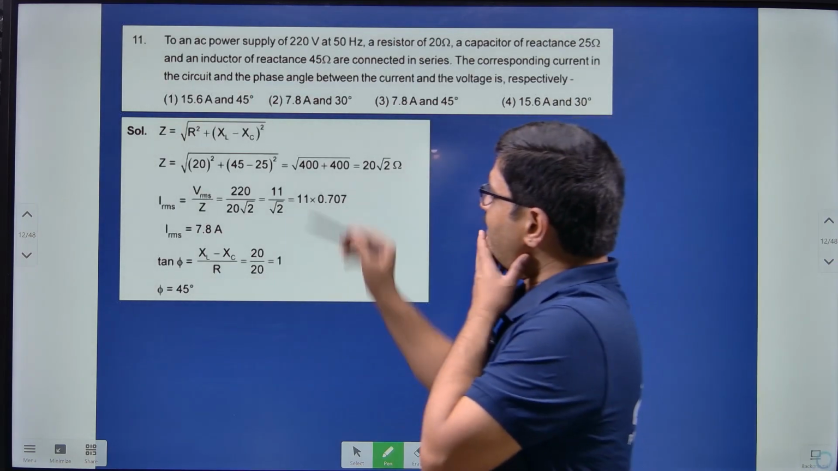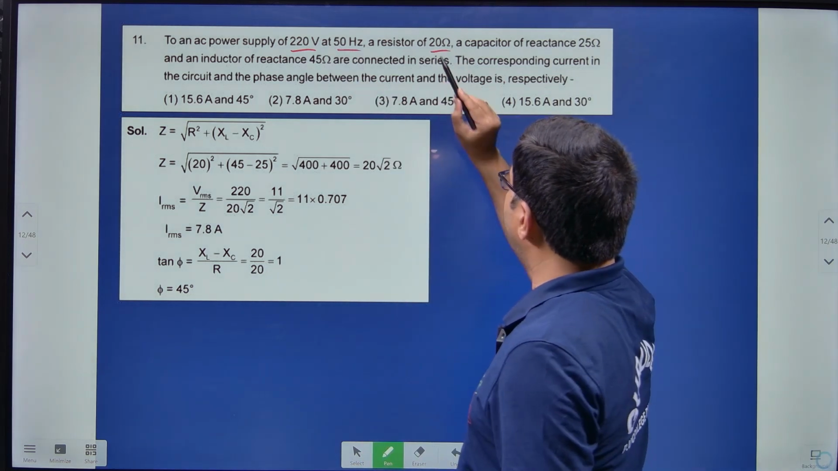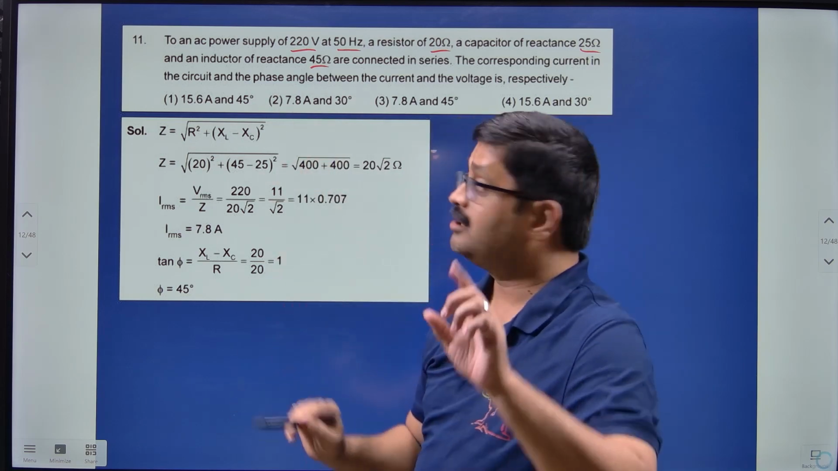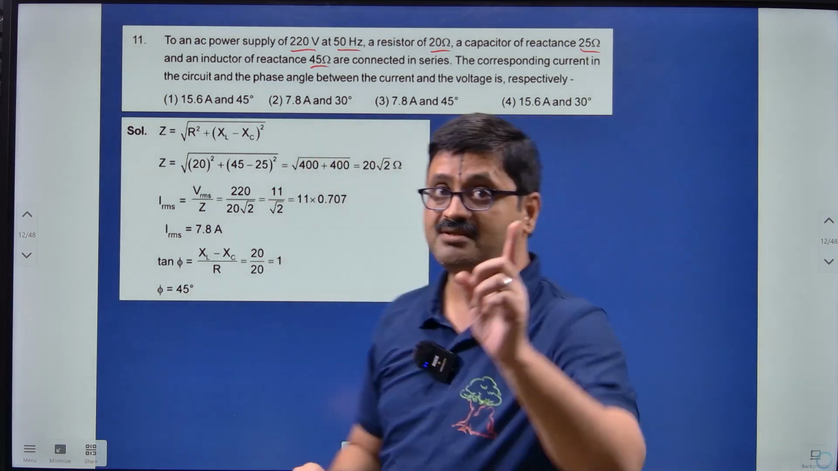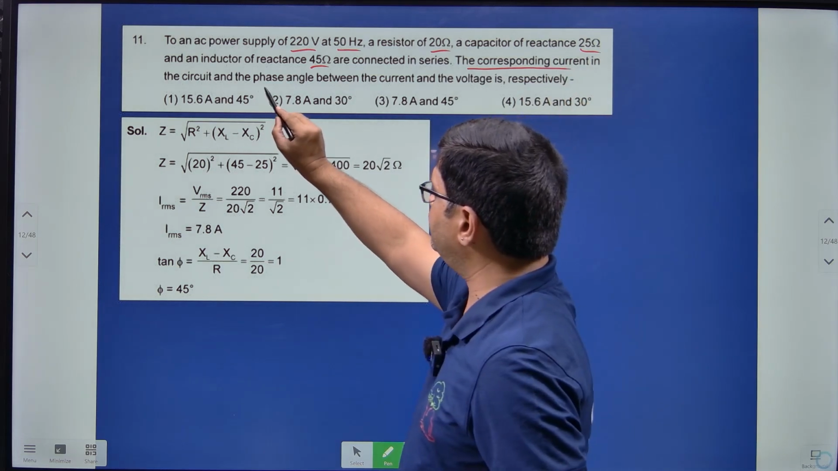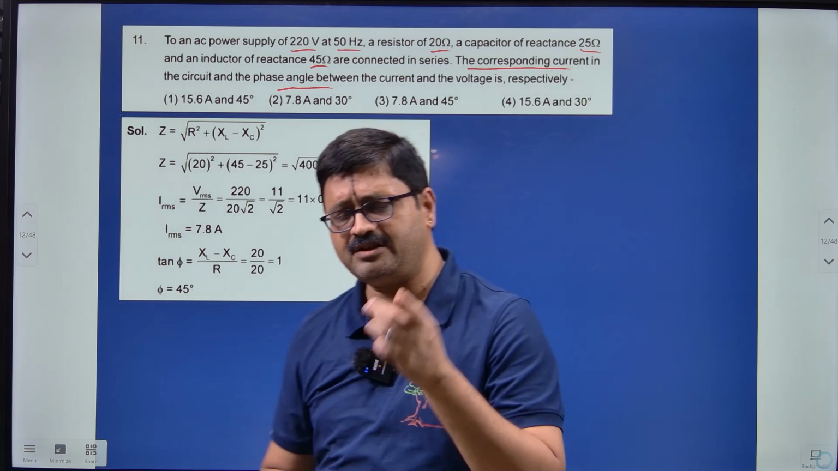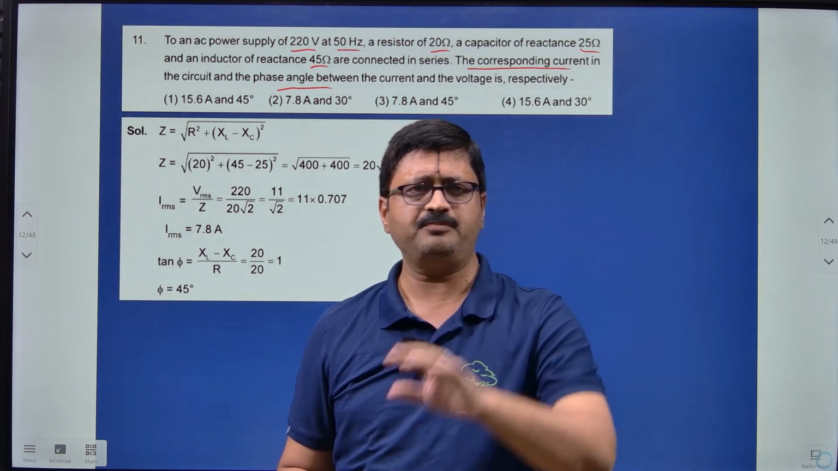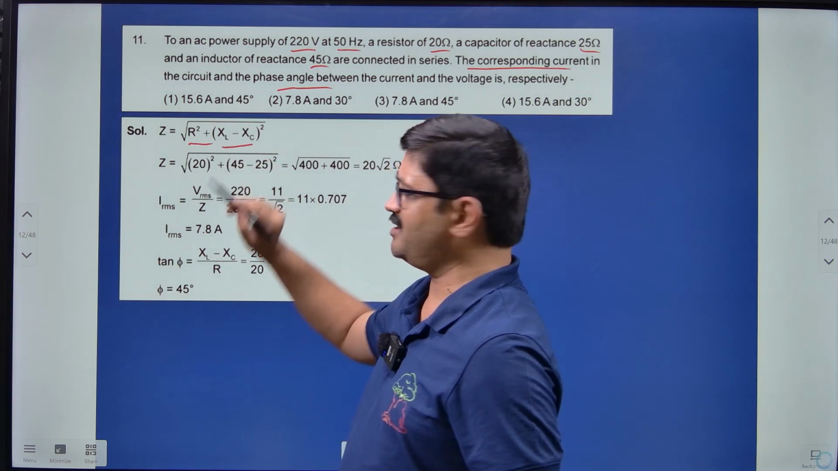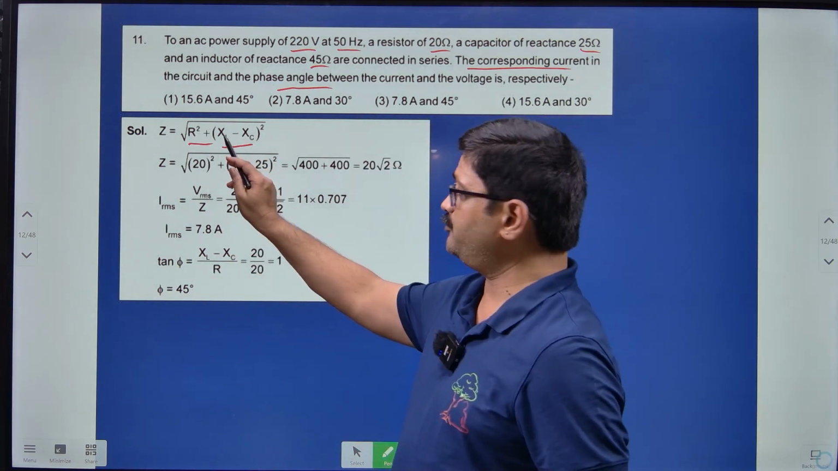Then to an AC power supply of 220 volt 50 hertz, resistor of 20 ohm, capacitor of 25 ohm and inductor of 45 ohm are connected in series. Now this is LCR series circuit. Okay. The corresponding current in the circuit and phase angle they are asking. Now in case of LCR series circuit, first step we are supposed to find what? Impedance. What is impedance here? Z is nothing but square root of R square plus XL minus XC whole square, or XC minus XL whole square according to the values given for XL and XC.